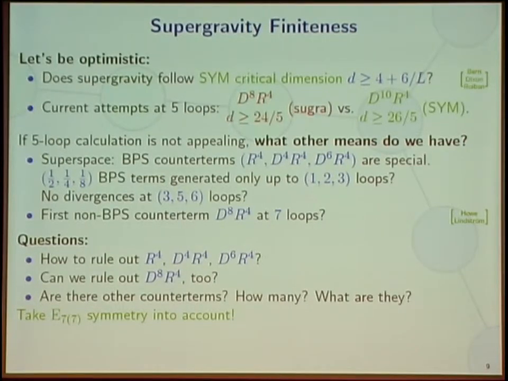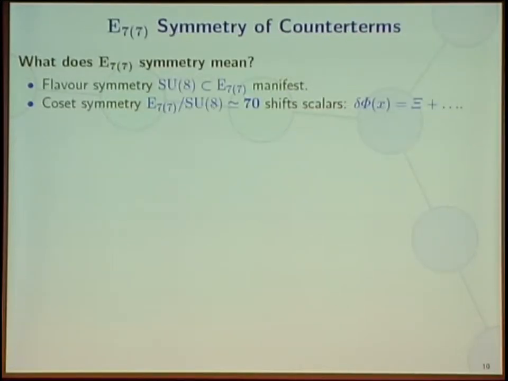And the clue to make progress is symmetry, and in particular, we haven't used E7(7) symmetry, but we can use it because it's anomaly free, and so we should. But what does E7(7) symmetry mean? Well, in practice, it usually comes in 2 parts. There's the SU(8) subgroup, and that's just part of the R symmetry, and that's manifest, so we don't really need to care. Only consider singlets. And the remaining 70 generators that parameterize this coset essentially just shift the scalars by a constant amount. That's what they do in the linearized theory.